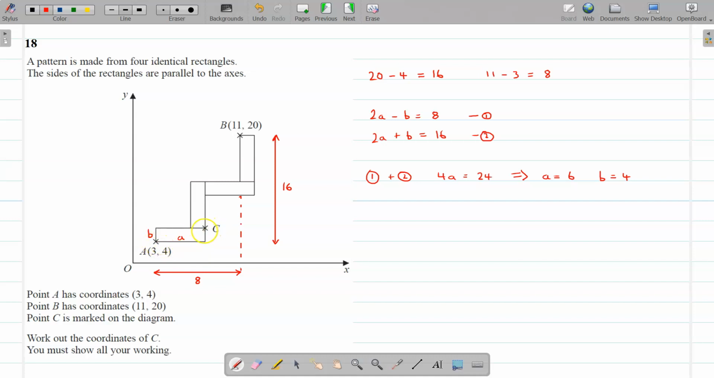Now I've just got to simply recognize that to get the point C, I can just add those numbers onto the coordinates of the point A. So I've got 3, 4. I'm going to do it like a column vector. So the position of that point is 3, 4, and I'm going to add on to it 6 to the x and 4 to the y. That gives me 9, 8, and 9, 8 is the position of the point C. So C has coordinates 9, 8.